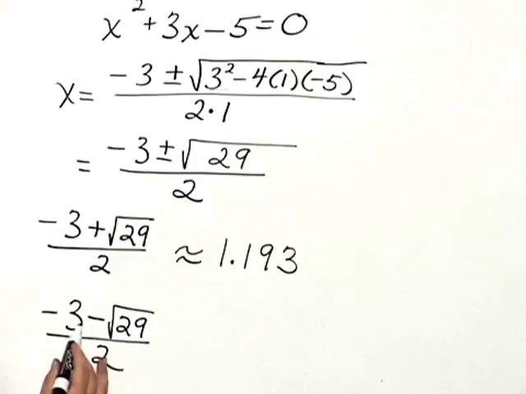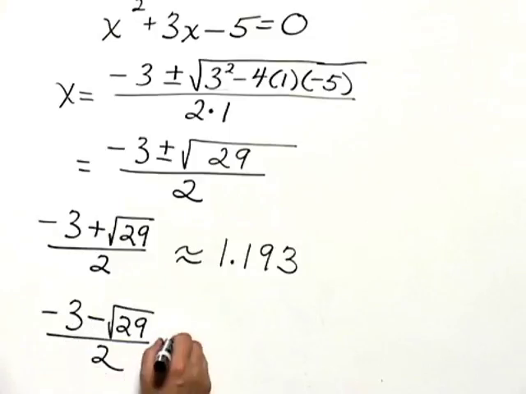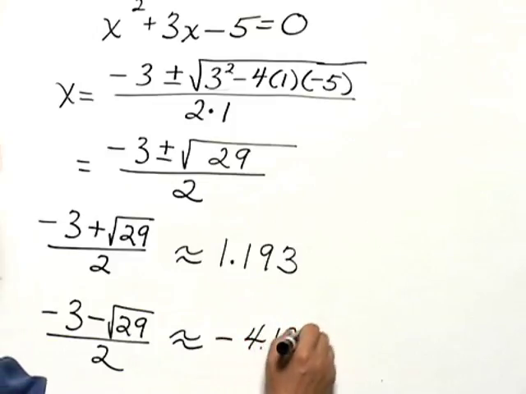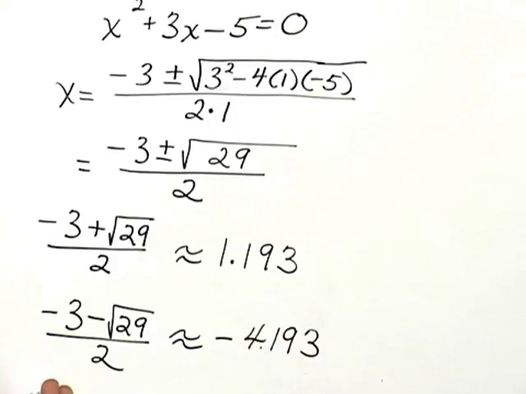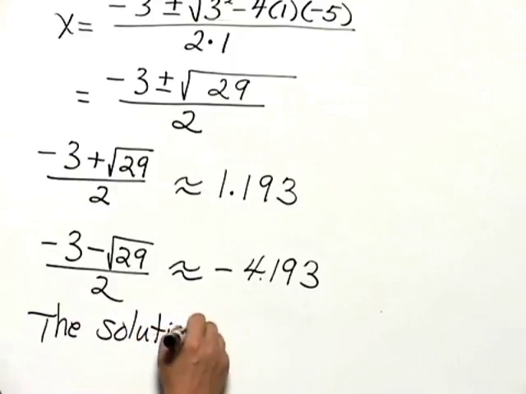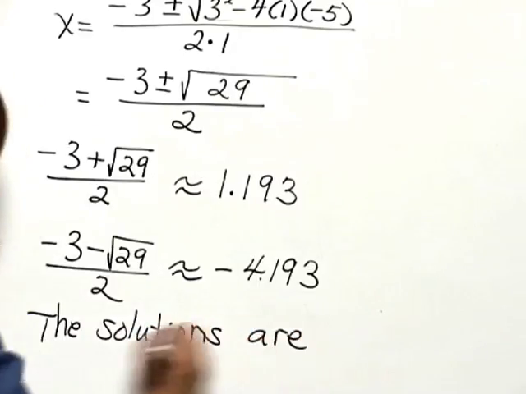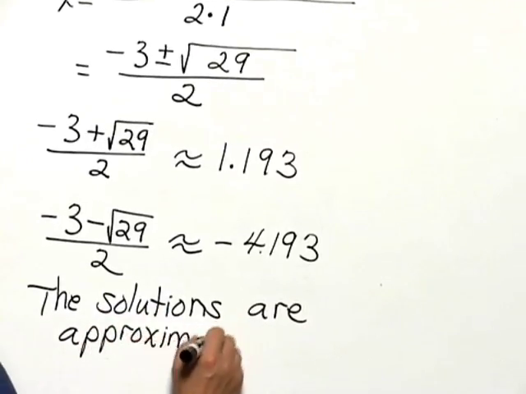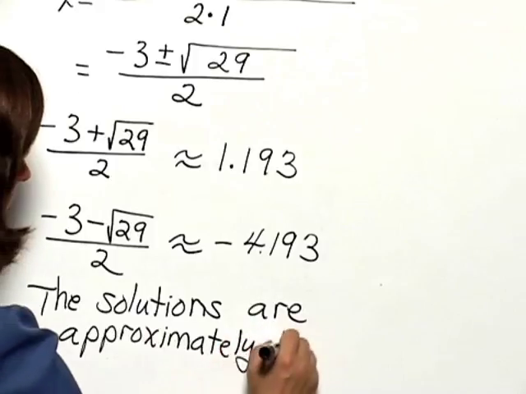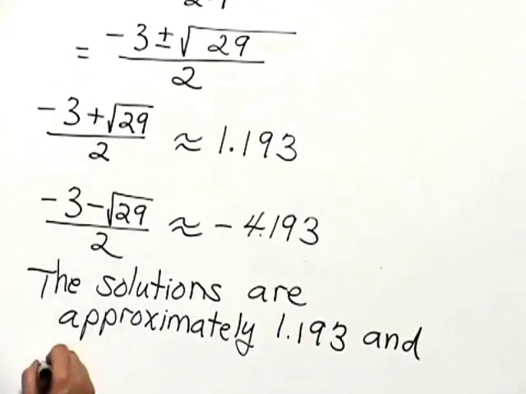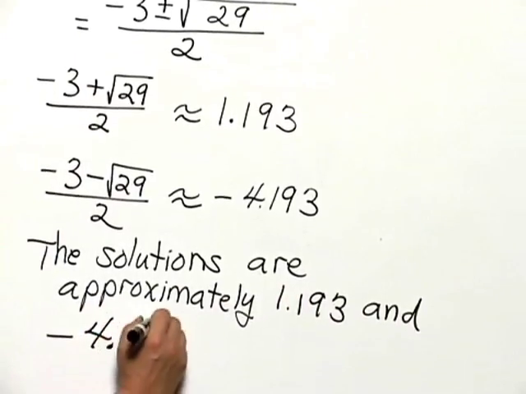Here we would do the same thing, only we would subtract the square root of 29, and we would find that that's approximately -4.193. So, rounding to 3 decimal places, the solutions are approximately, and they aren't exact because we rounded, 1.193 and -4.193.